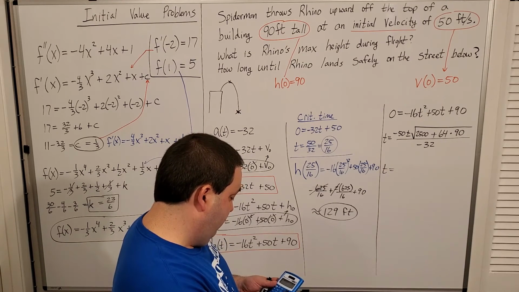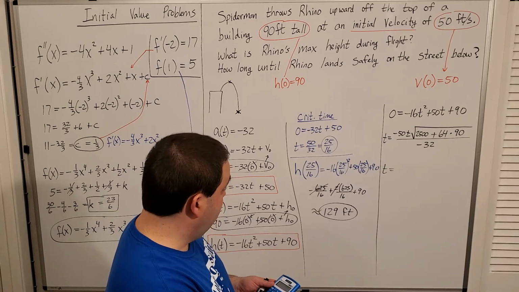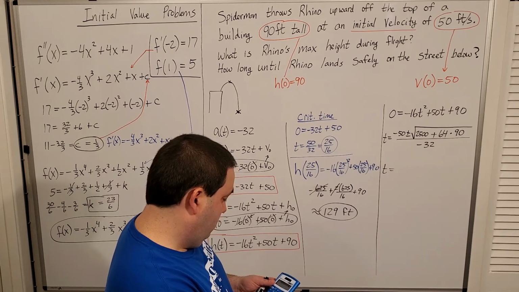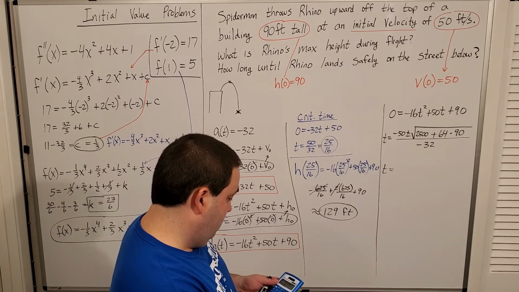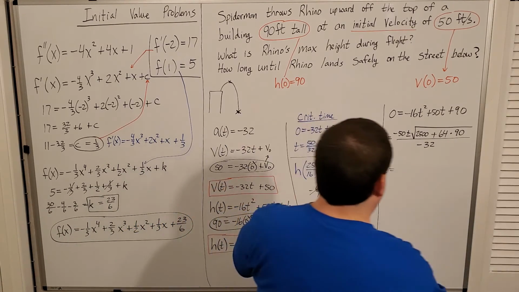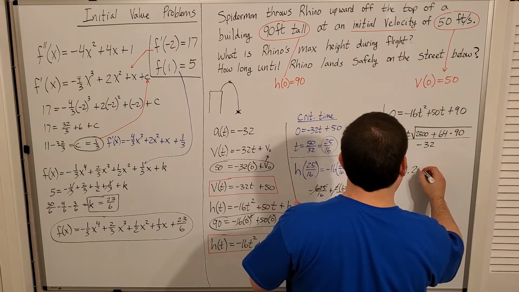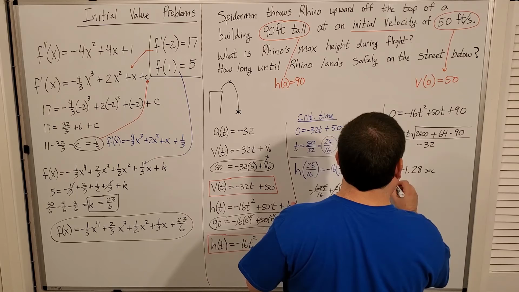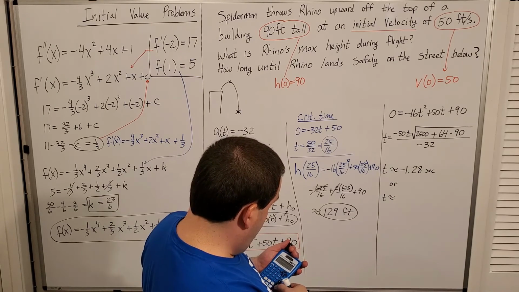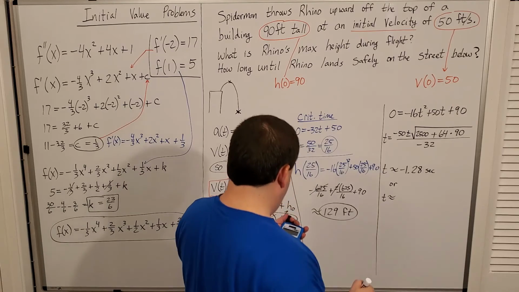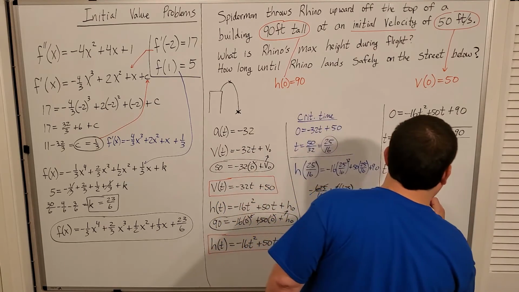Okay, so I've got negative 50 plus the square root of 50 squared, plus 4 times 16 times 90. Divide by negative 32. And I'm getting negative 1.27. T is approximately negative 1.28 seconds, or T is approximately, I'll just hit up here and change this to a minus instead, and then divide by negative 32, or T is 4.402, yeah, so 4.4 seconds.